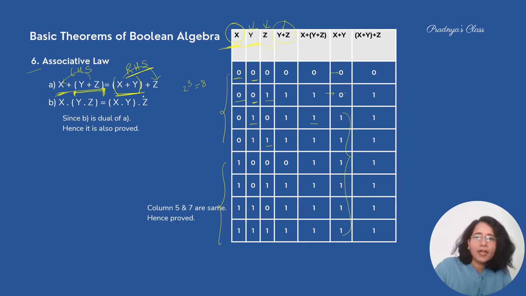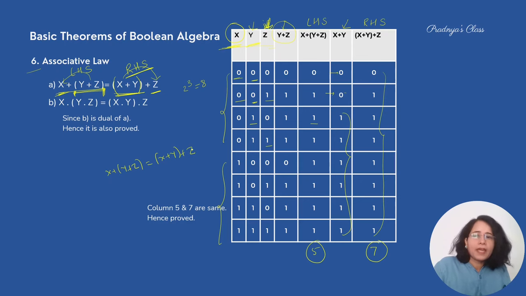Now, we have the OR operation between X plus Y and Z. So, we have already calculated X plus Y. Now, let's take this Z variable and apply the OR operation between Z and X plus Y. After applying, we got this output. Now, check out the output of the left-hand side and right-hand side terms. If we look at column 5 and column 7, we are getting the same answer. So, in this way, we can say that X plus (Y plus Z) is equal to (X plus Y) plus Z.